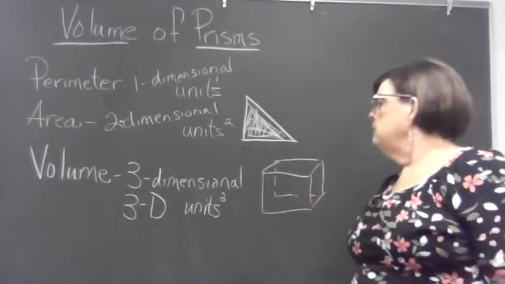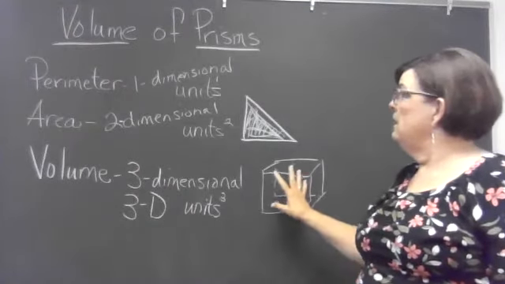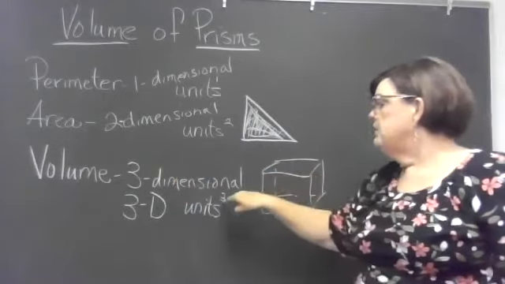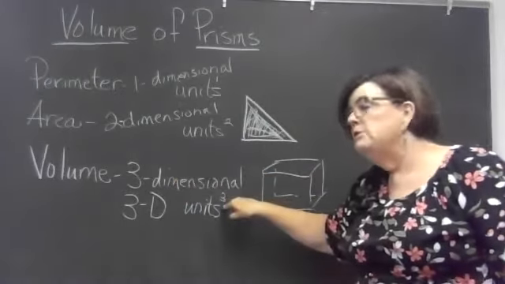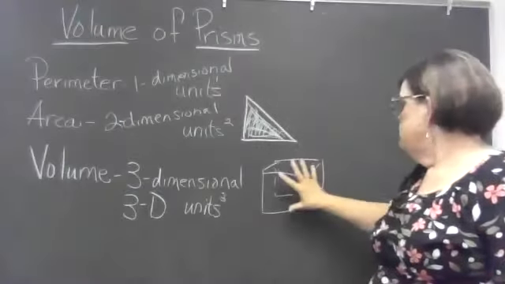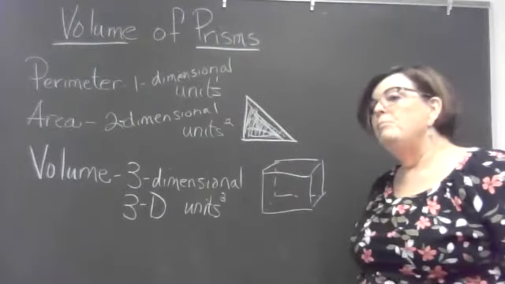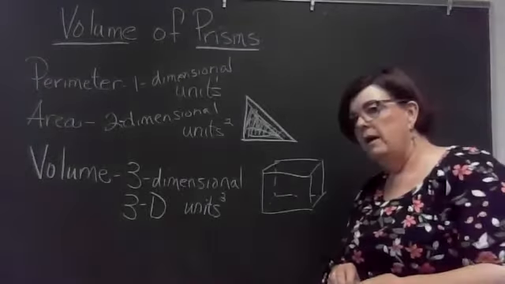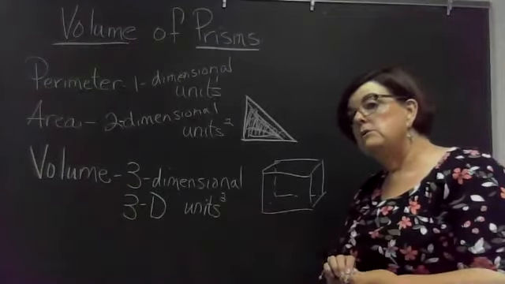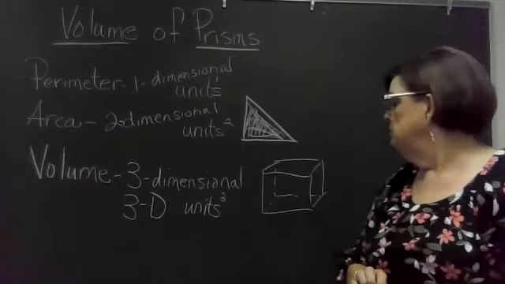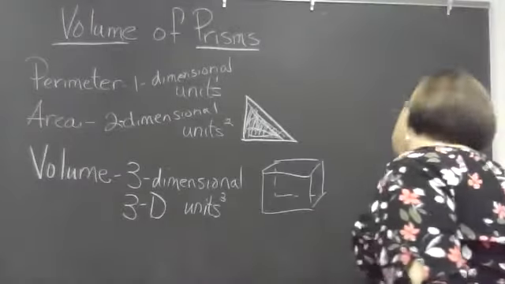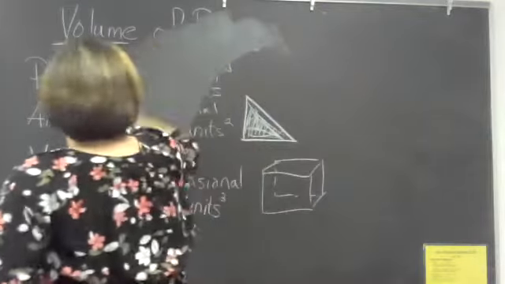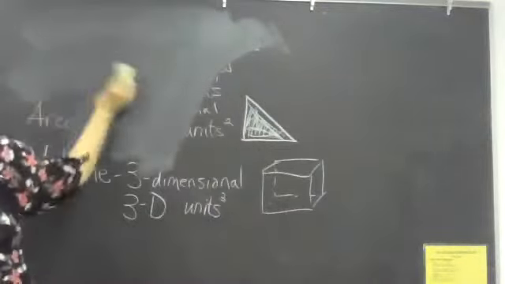So the main things today I wanted to tell you was what volume is. It's measured in cubic units. And then we're going to find out what a prism is. We're going to be dealing with prisms today, pyramids next week. So we're just going to talk about what pyramids look like and what makes a pyramid. Prism. My bad.